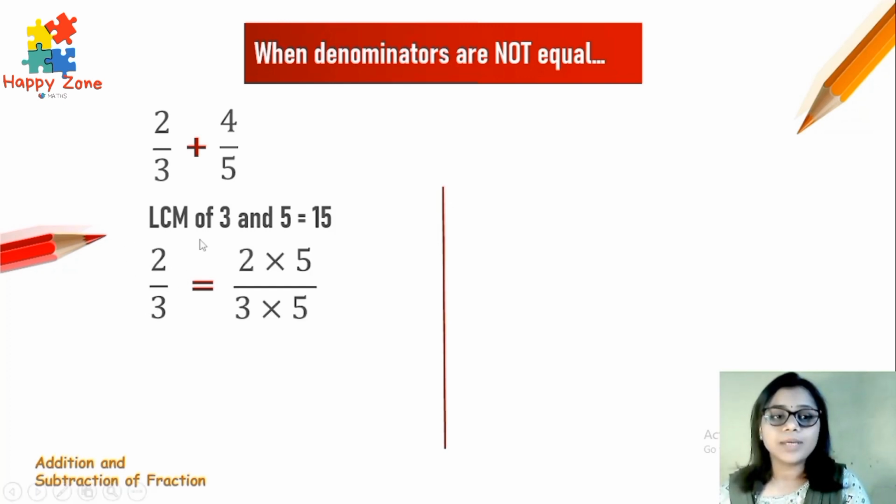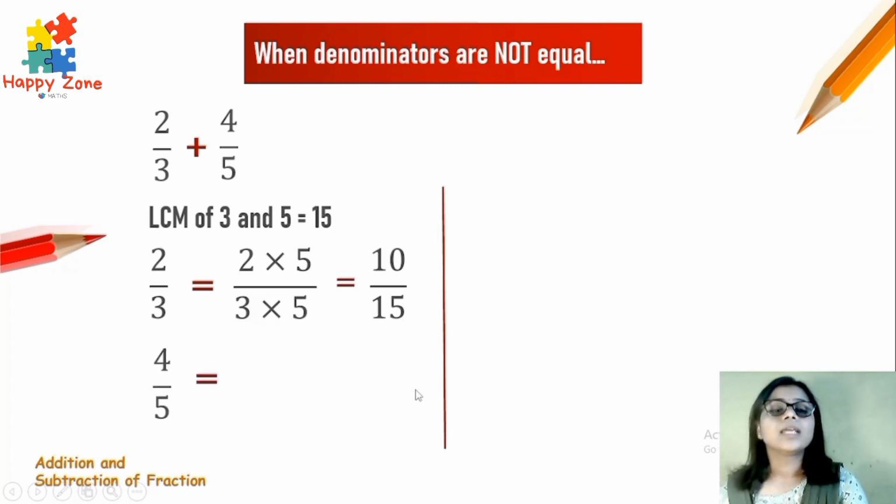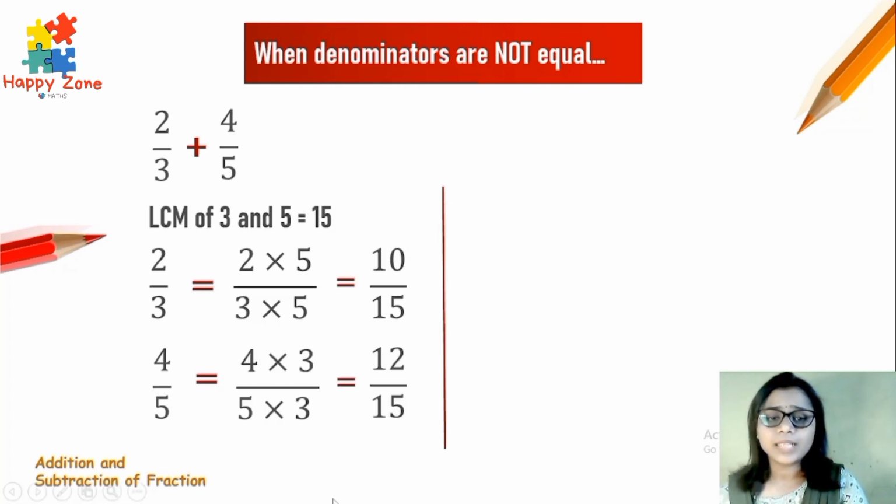This 3 can be converted to 15 by multiplying the 3 by 5. And if you are multiplying the denominator by 5, then you have to multiply the numerator also by 5. In this way, the new fraction formed is 2 5s are 10, 3 5s are 15. Then 2 upon 3 will be equal to 10 upon 15. Similarly, this 4 upon 5 will be written as 12 upon 15.